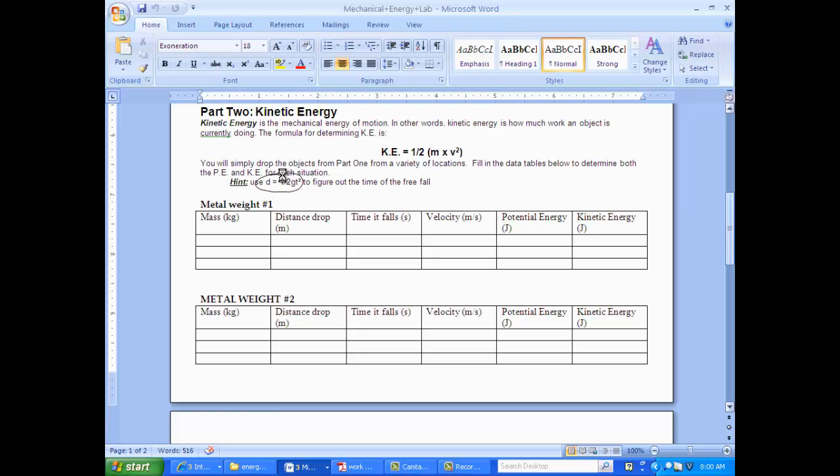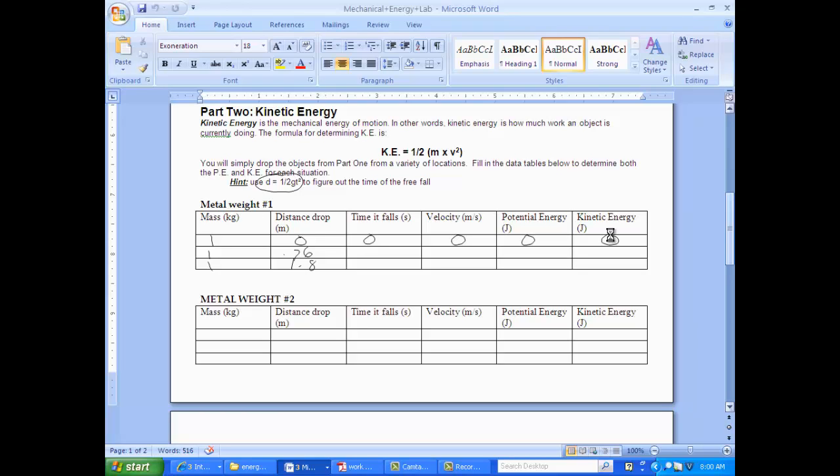So now the second part was calculating what the kinetic energy was of these. Therefore, the mass of object 1 was 1 kilogram. Distance dropped. Well, we're going to copy that from above. Time it takes to fall. This is where you're going to use d equals 1/2 gt squared. If it's falling from a 0 height, time it's going to take to fall is 0, which means 0 velocity, 0 kinetic energy, and 0 potential energy.